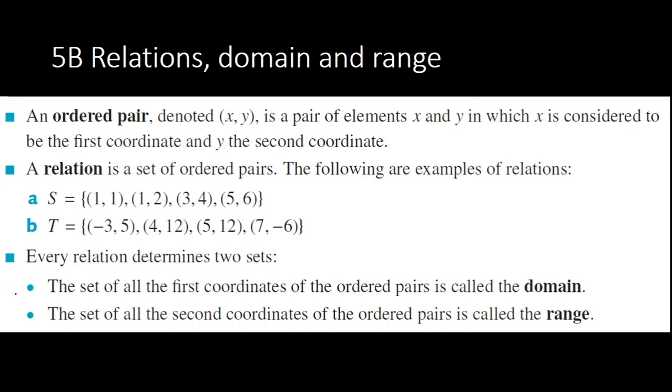All right, with 5b, it's about relations and the domain and range definitions. Before we explain what a relation is, think about coordinates. When you have a pair of two values, the first number will be the x coordinate, the second number will be the y coordinate. Together they will form a pair of numbers that will be annotated as a point on your Cartesian plane.